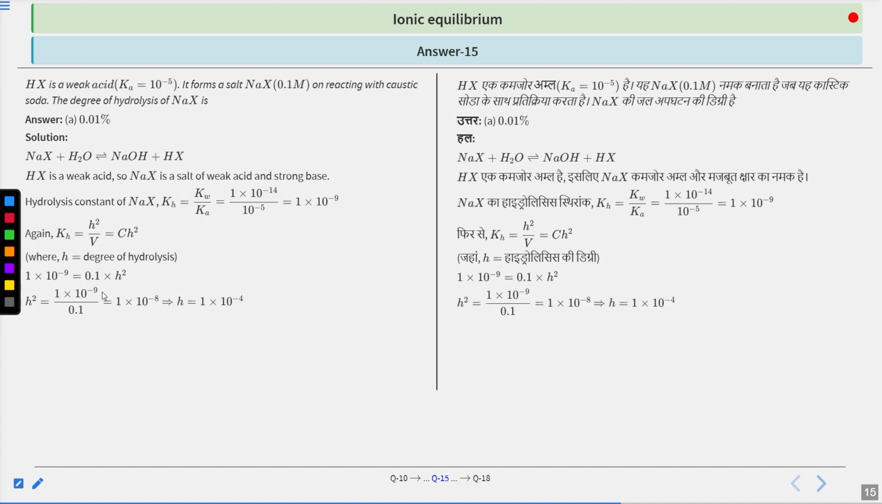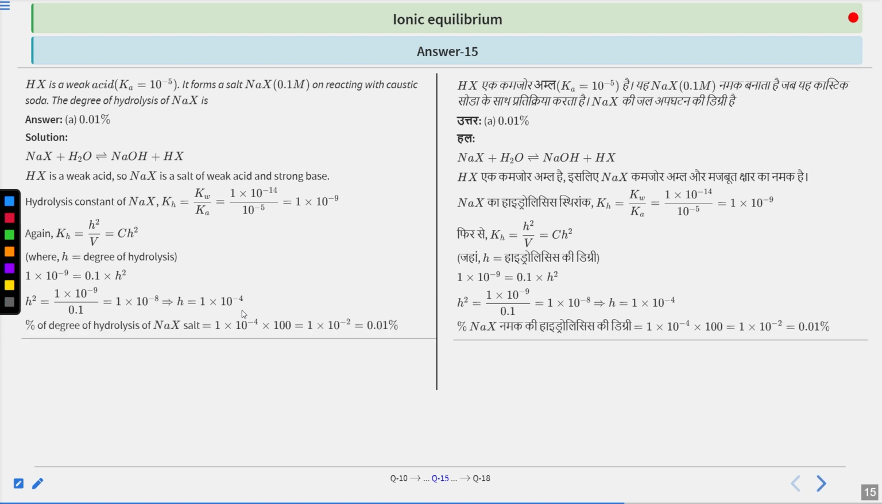If you calculate your h square further, it is 1 into 10 to the power minus 9 by 0.1. That will give you 1 into 10 to the power minus 8, or h value is 1 into 10 to the power minus 4. Yes, so this is your answer, 1 into 10 to the power minus 4. So what is the percentage degree of hydrolysis? It is 0.01%. Clear? Okay.